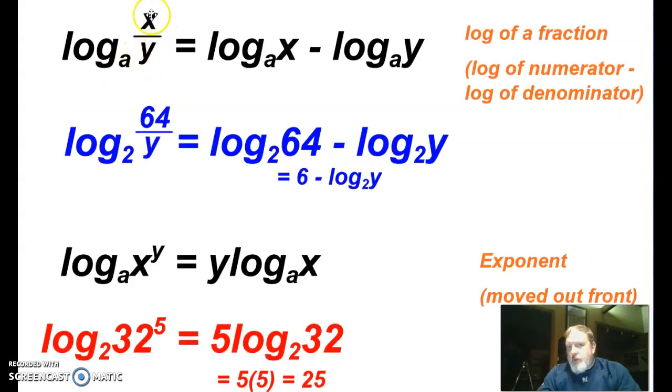When you divide or have a log of a fraction, then we subtract. So this becomes log of x minus log of y. Obviously, a is going to be our base here. So as you see right here, this is log base 2 of 64 minus log base 2 of y. Again, I can simplify this. 2 to the 6th is 64. So this becomes 6 minus log base 2 of y. So again, you take the log of the numerator minus the log of the denominator.